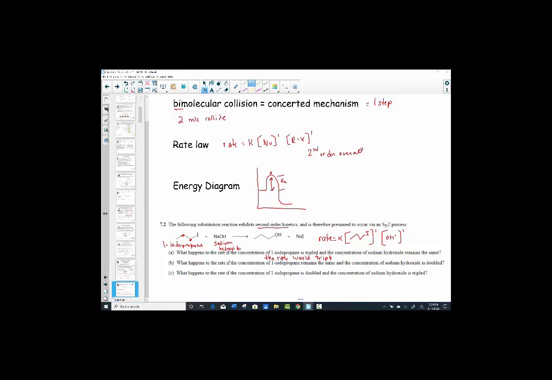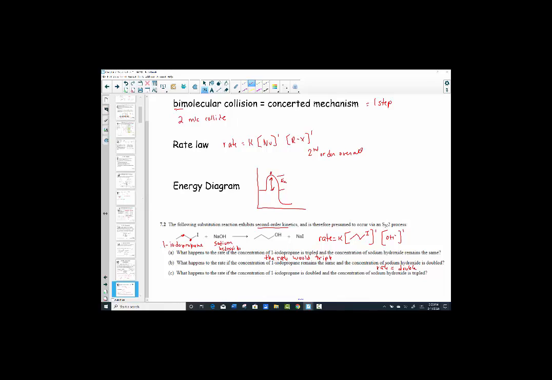What happens to the rate if the concentration of 1-iodopropane remains the same, but now you're going to take sodium hydroxide and double it? Well, they're both first order, so the rate would also double. Whatever you do to the concentration of either reactant, the rate will follow directly.